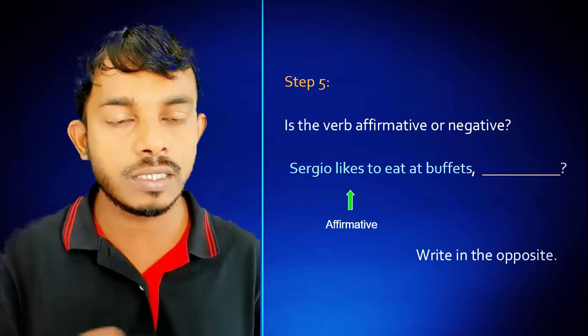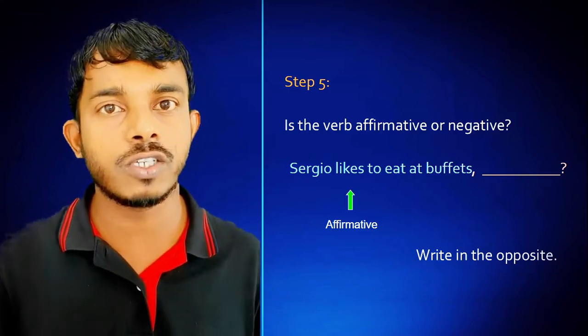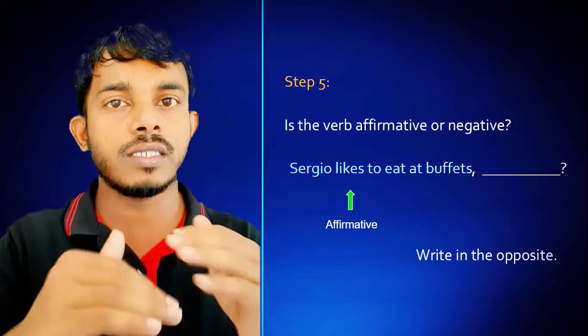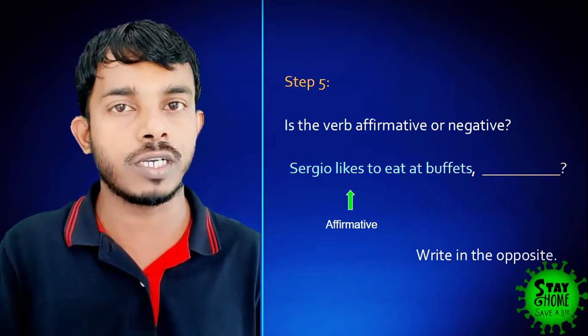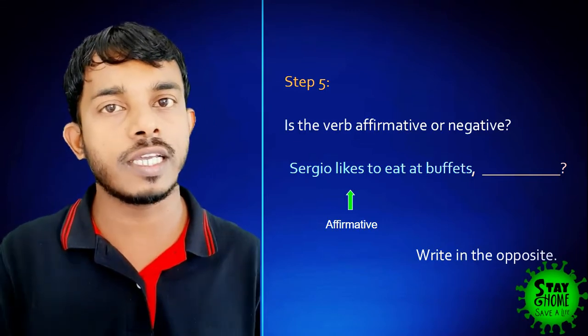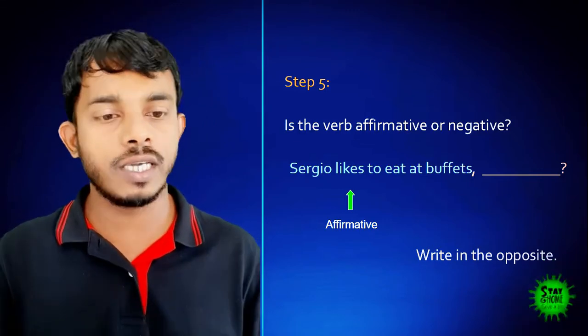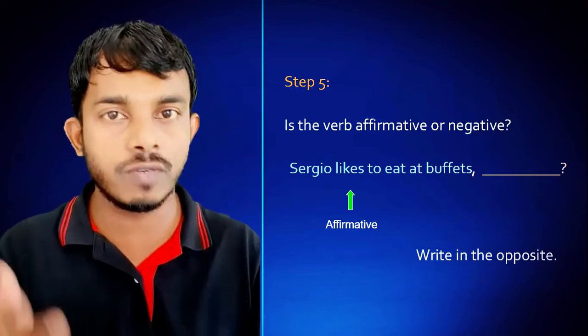So how to make it negative? Sergio doesn't like to eat, doesn't like to eat. So that is the negative sentence. Here it is positive, that is an affirmative sentence. Very easily we can find whether the sentence is negative or positive. So always here, Sergio doesn't, the not is coming in doesn't.